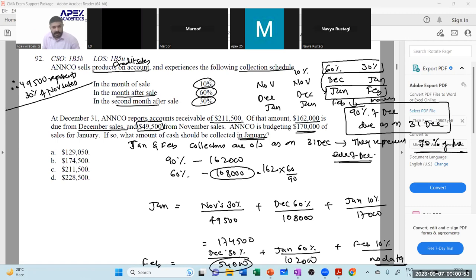So 54,000 and 1,02,000. This is the minimum collection. Whatever is February sale, you will collect 10% of it here, but there is no data. Are we clear about this question?